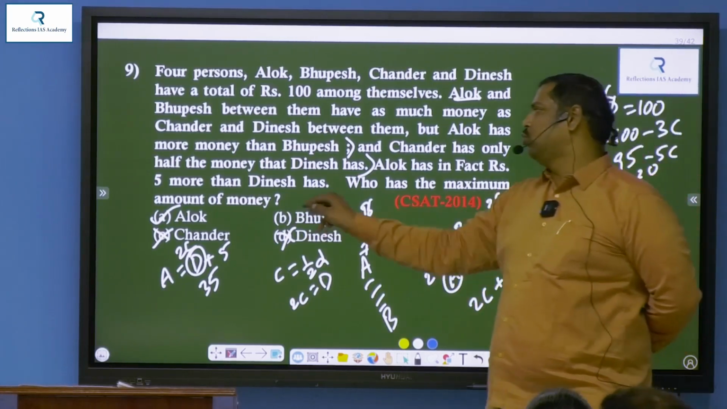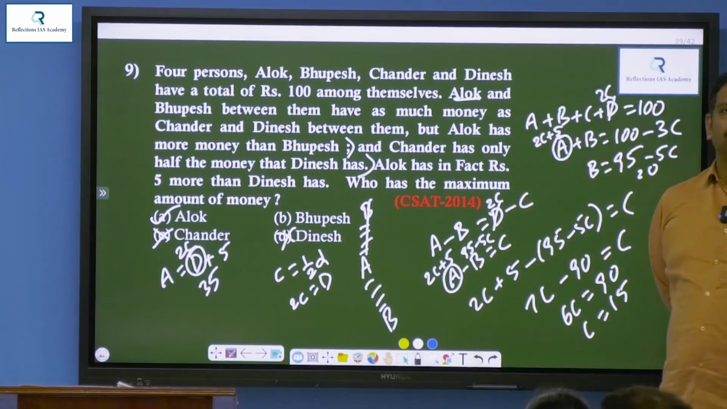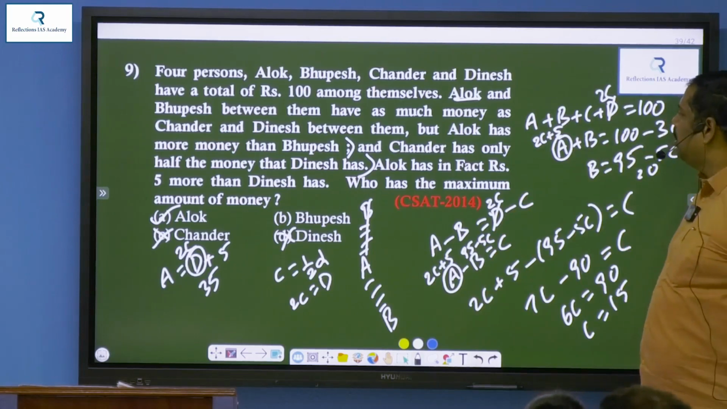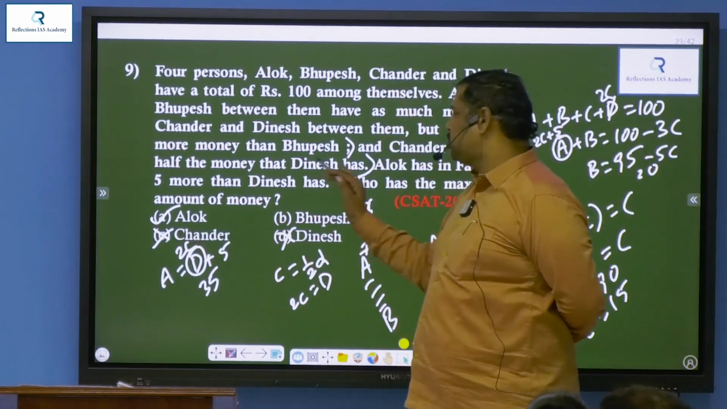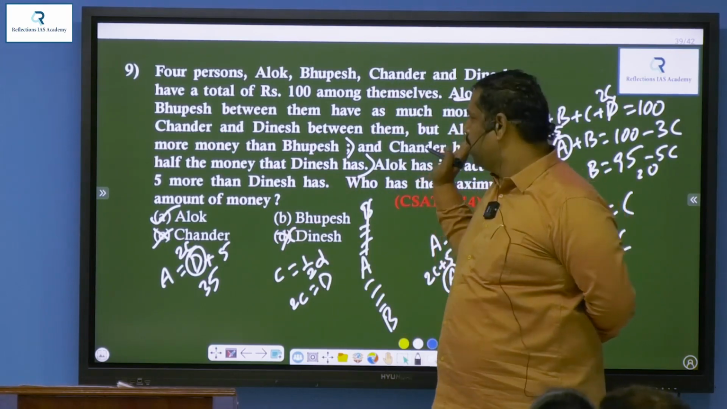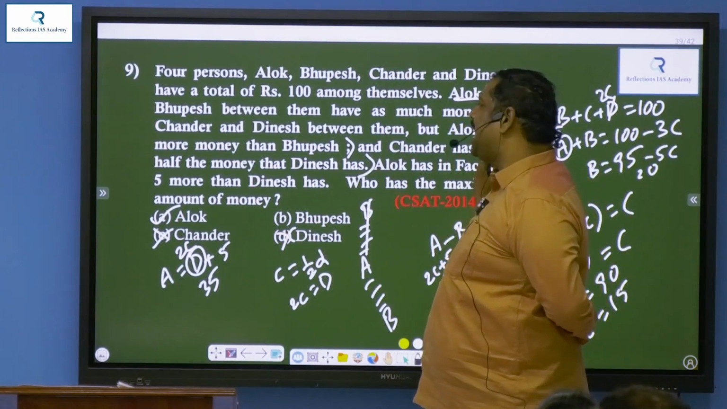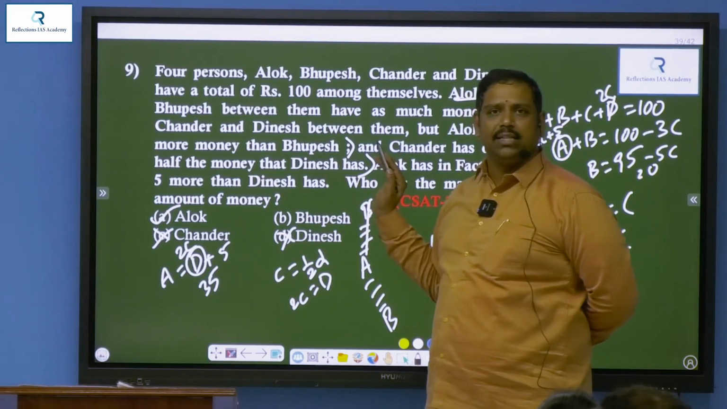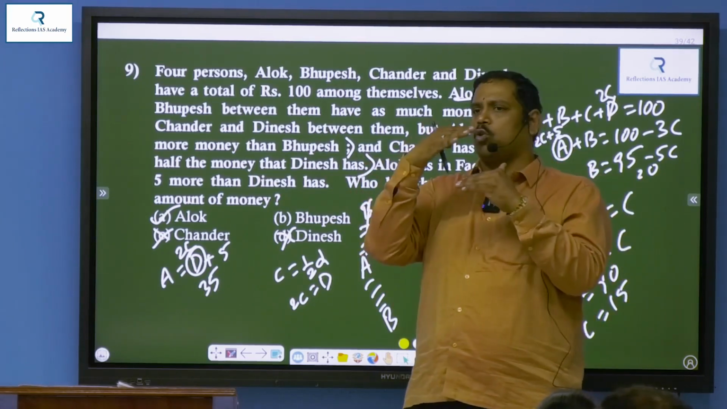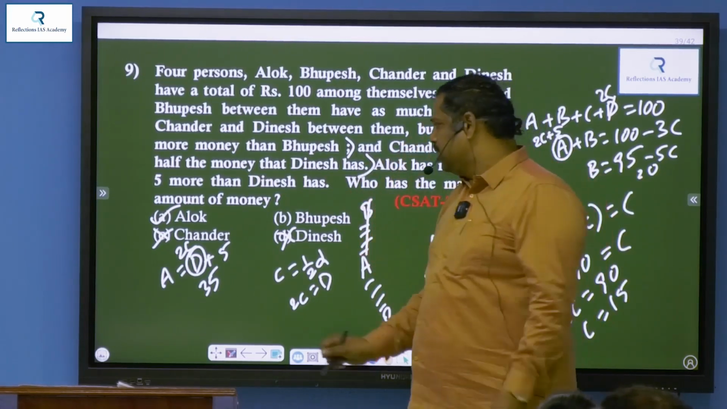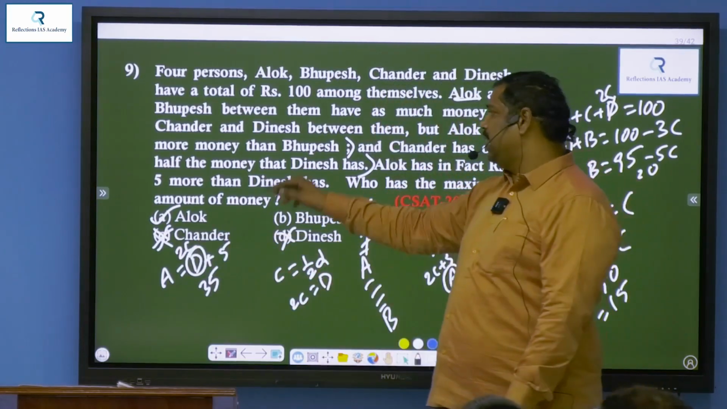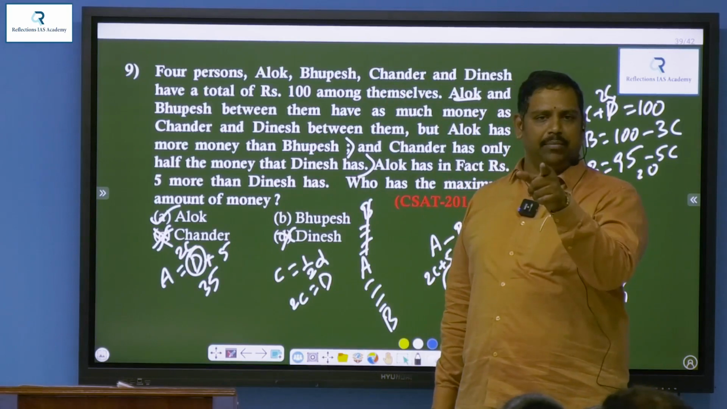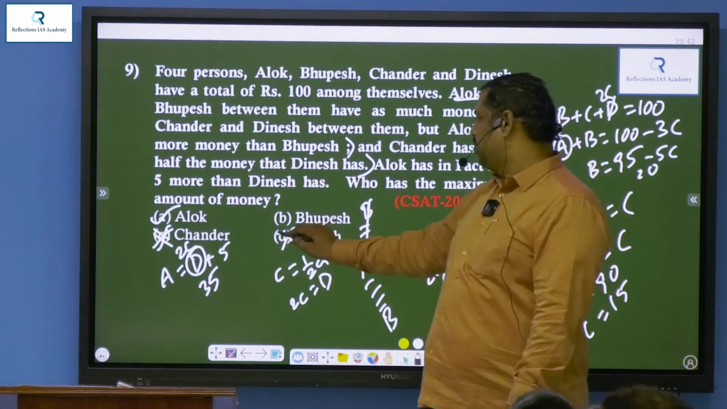These two we can rule out. Already we can say that from the statement, without solving all these things. C has half the money that D has, means when compared to C, D is more. Am I right or wrong? So C is not the greatest, leave it. He said that A has 5 more than D, means D is not the highest, leave it.